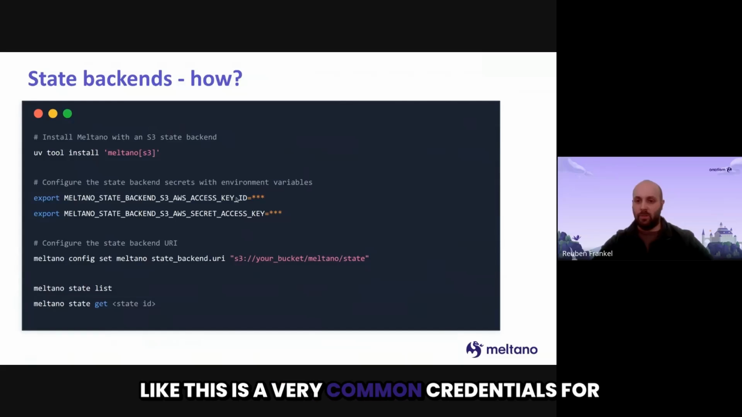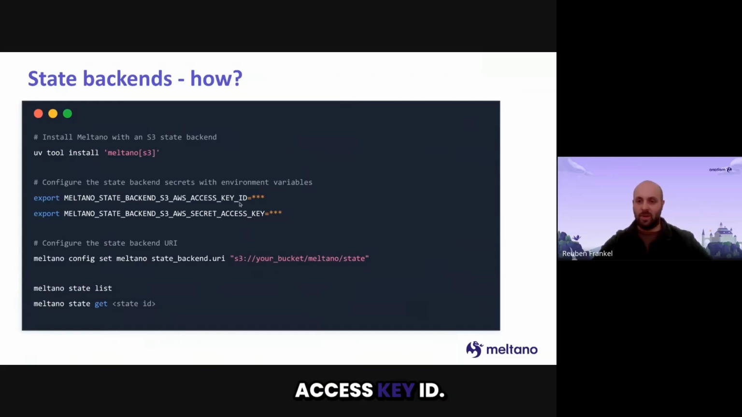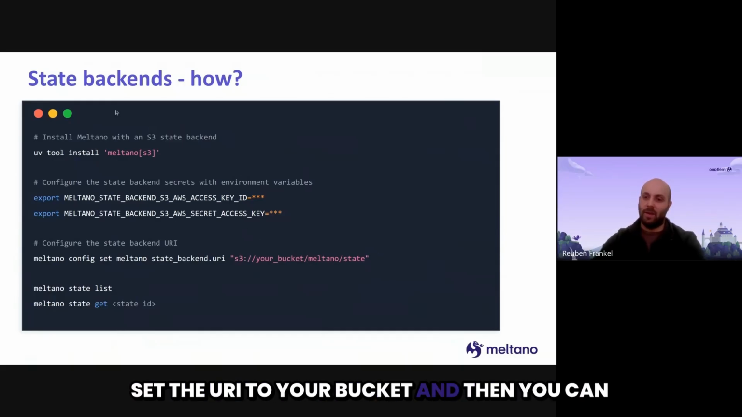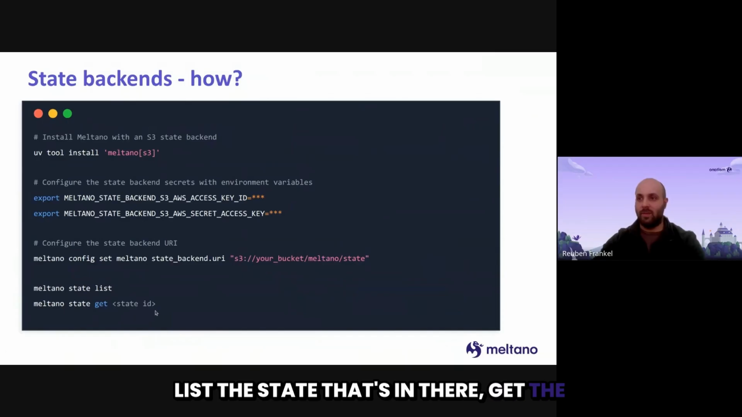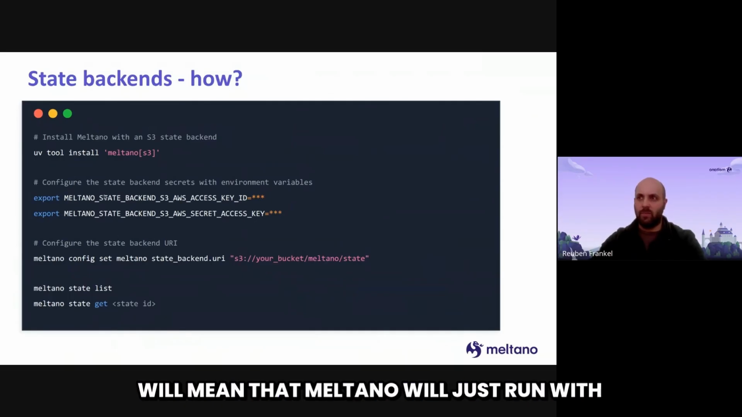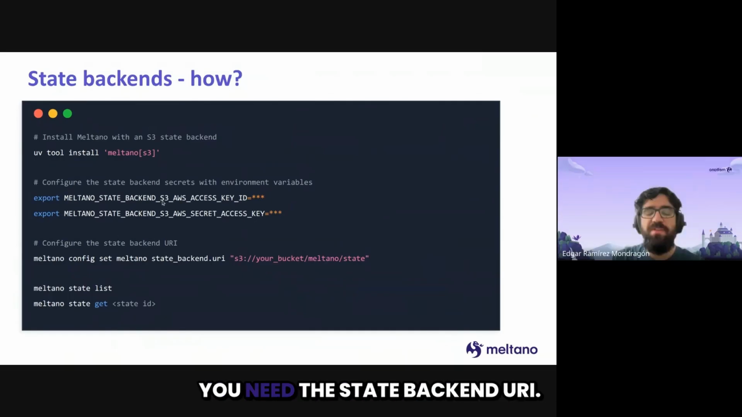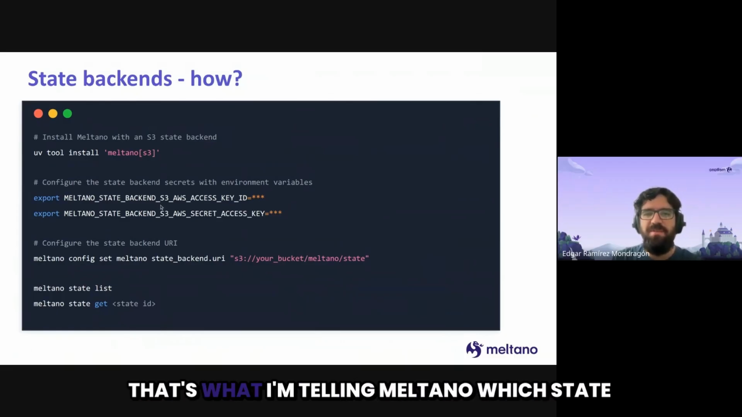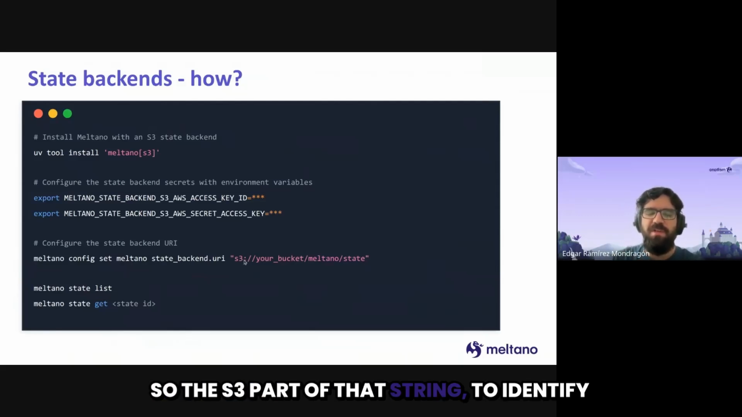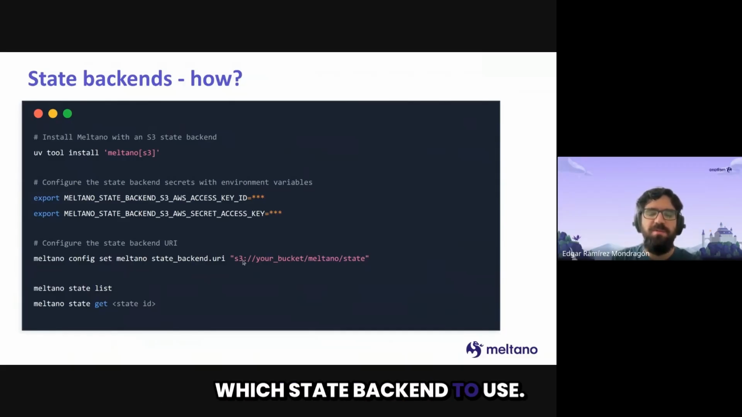These are very common credentials for S3 as far as I'm aware: access key ID and secret access key, as for most AWS things. Set the URI to your bucket, and then you can list the state that's in there and get the state that's in there. And I believe just by configuring these, Meltano will run with the S3 backend, right? You need the state backend URI. That's what tells Meltano which state backend to use. Yeah, it uses the URI scheme, so the S3 part of that string, to identify which state backend to use. Yep.